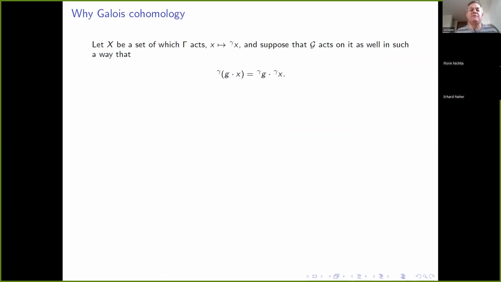So now we have our script G again, which is the group, and it acts on a set X. And the Galois group gamma acts both on the set X and on the group G, such that the action is compatible. So the conjugation of G acting on X is the conjugate of G acting on the conjugate of X. So we have such a situation.